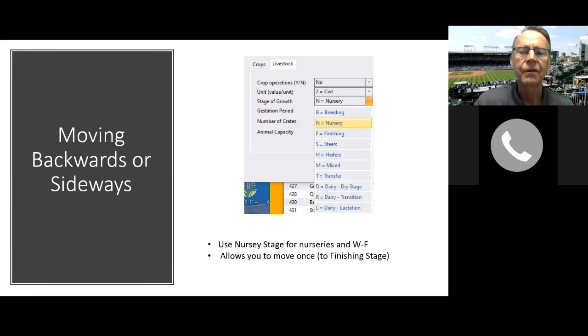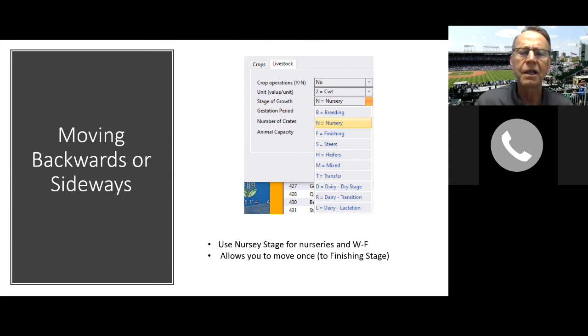However, you ask yourself, well, what about wean to finish barns? How do I handle that? Well, use the nursery stage for nurseries and wean to finish. If you're strictly never using a nursery, your finish barn can be set up as a finisher. However, if you're doing double stocking or moving things around, it's always better to begin the first stage as a nursery stage, even though it's not technically a nursery.